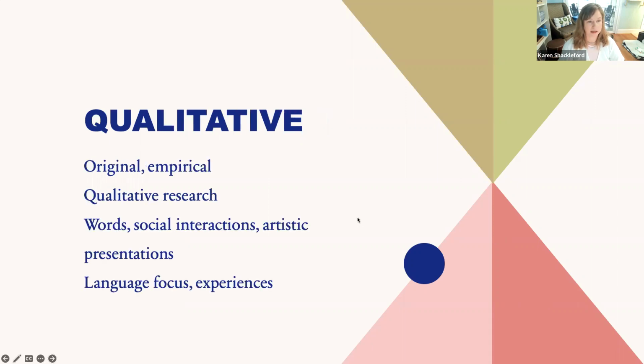Then there's qualitative, which also is empirical, original. It focuses on things like words, language, interactions, artistic presentations. The language is central to it, and it's also central that you're trying to get to the rich experience of individuals. I was always taught by all the readings that I've done and people I've heard speak that you are not supposed to generalize from anything qualitative.